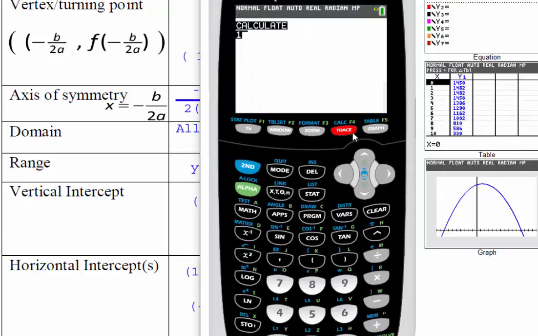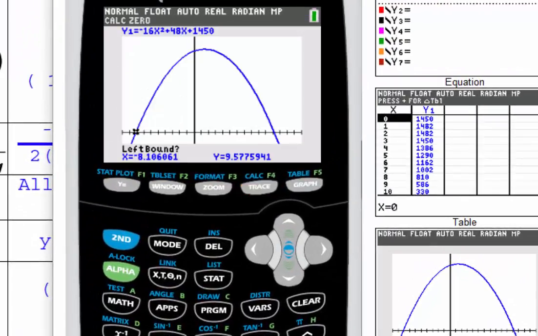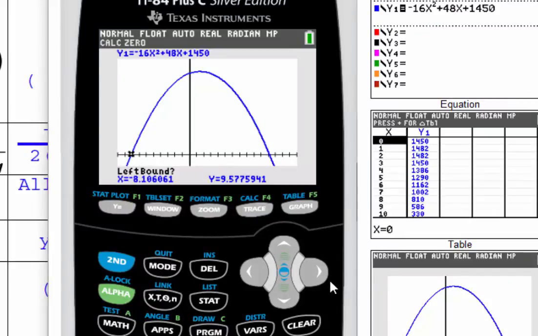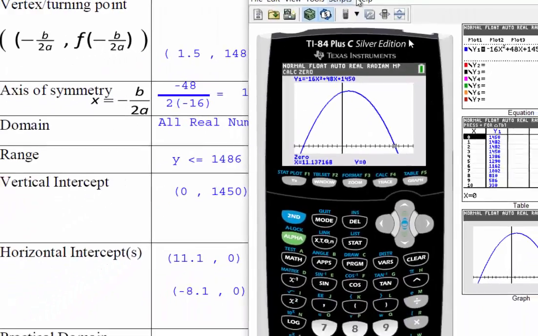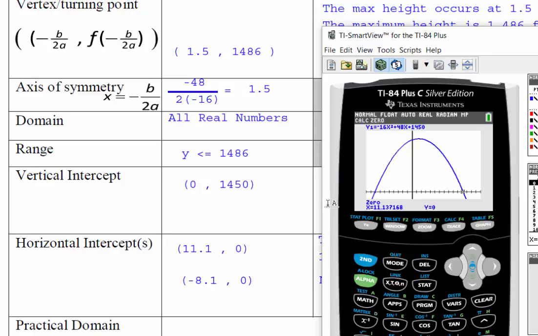If I press second and trace, number 2 for zero, it says left bound. So I'm already to the left, right? Because if I want to find this intersection over here, I just need to be somewhere on the left. So anywhere over here is to the left of this point. So I press enter. Now it says right bound. So I have to move my cursor to the right. So now you see my cursor is to the right of that intersection. So I press enter. And it says, guess, where do you think the intersection is? And I think it's somewhere around here. I press enter. And you'll see it says y is 0 when x is 11.1, which is what we found the other method. So now you have two methods to find these horizontal intercepts.